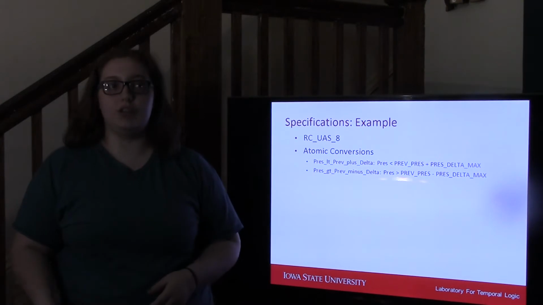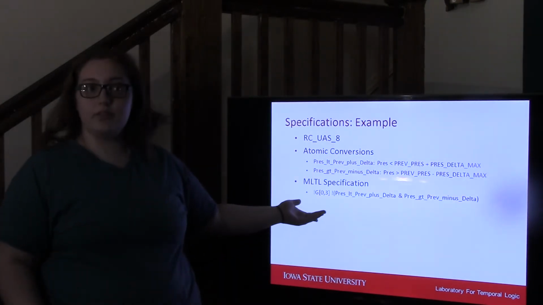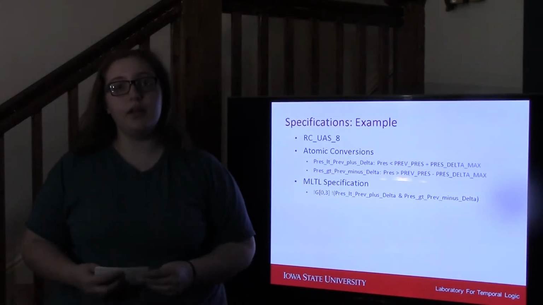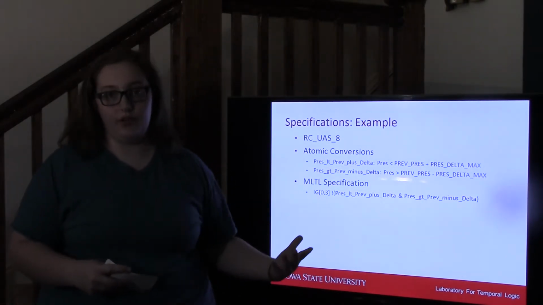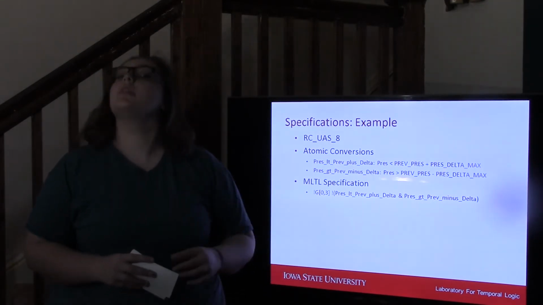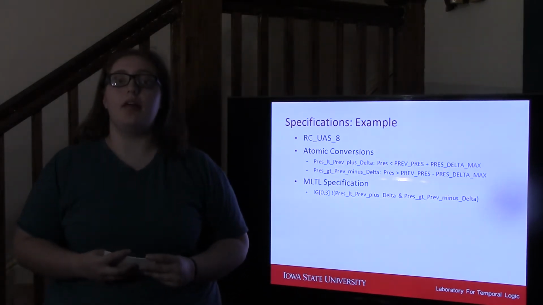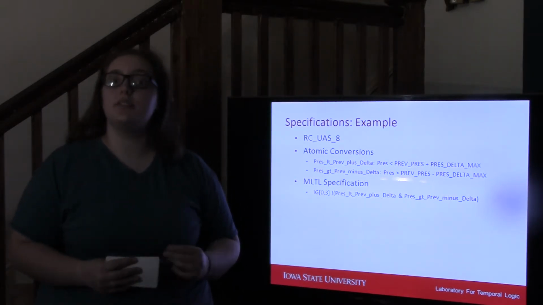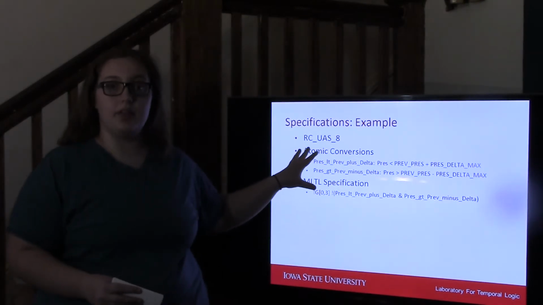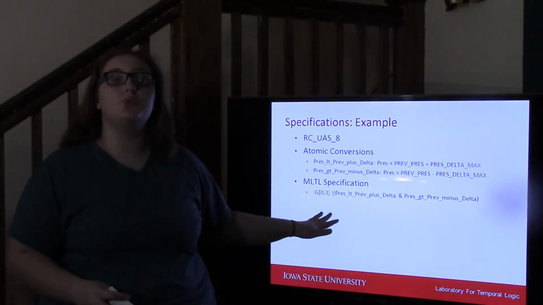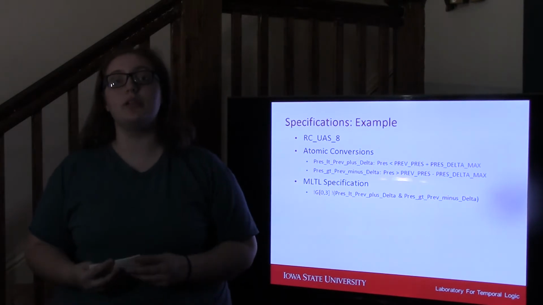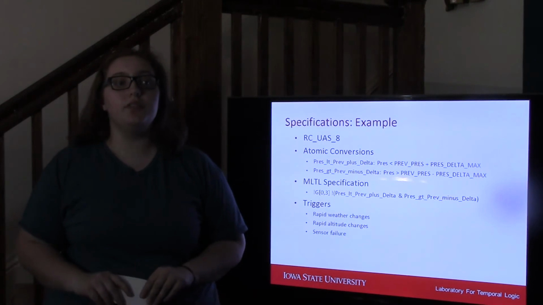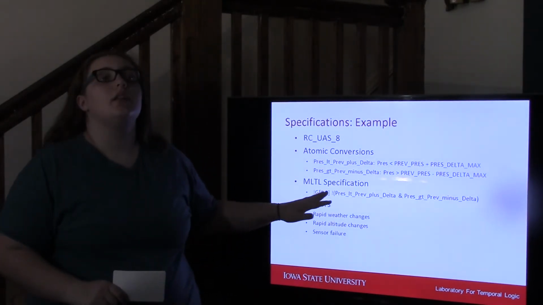Our actual specification itself looked like this. It says not, globally from 0 to 3, not both of our specifications. So essentially this is saying that if our pressure changes exceed either of these two bounds, then our entire specification will trigger false if it happens for 3 time steps in a row and will alert the user to an error. This is very important as there are many triggers.